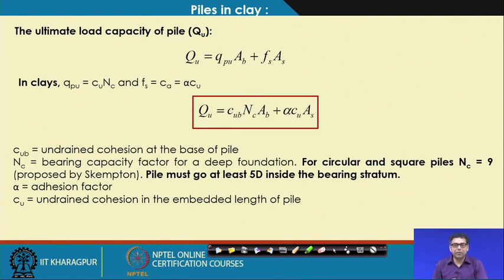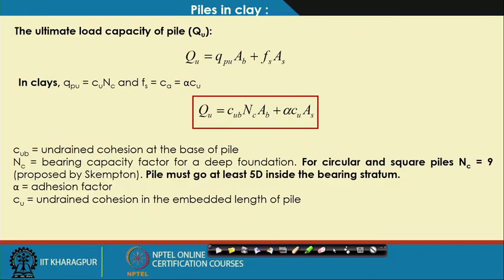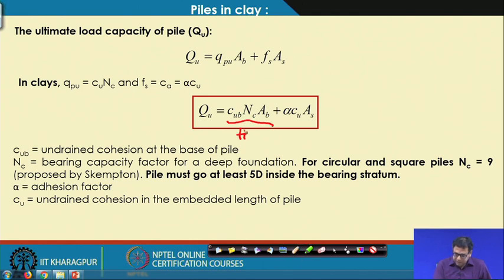So, the same thing here also, the pile will get the resistance from the tip as well as the friction, but here the equation is slightly different. As the phi value is 0, the N gamma value will be 0, Nq value will be 1. So, that part we have neglected here. We have considered only c_u N_c and the friction part. Here it is the tip resistance and this is the friction.